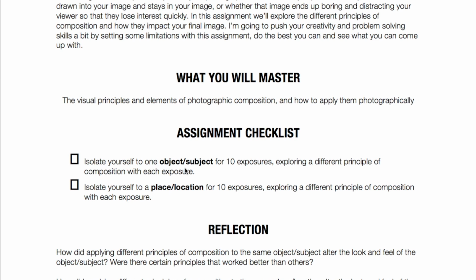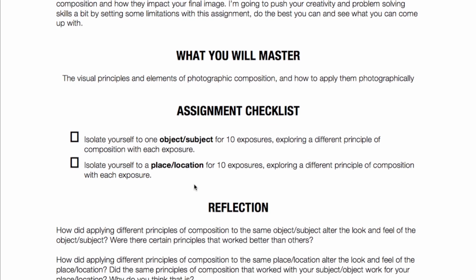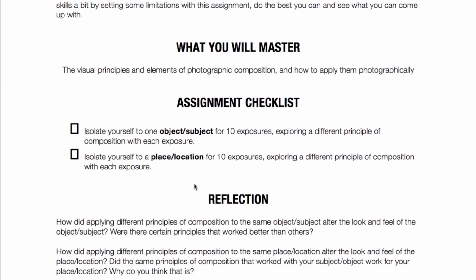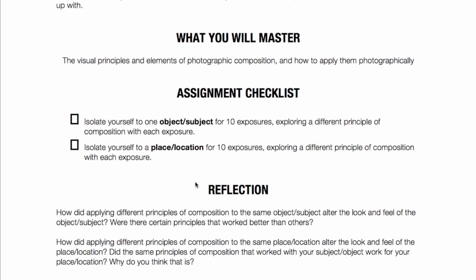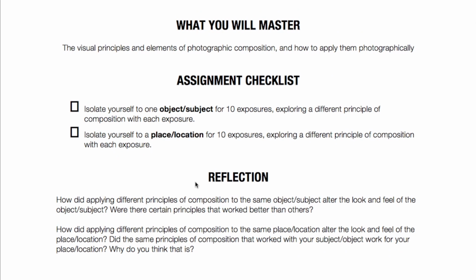All right, so here is the assignment checklist. Number 1, I want you to isolate yourself to one object or subject for 10 exposures. And what I want you to do is to explore a different principle of composition with each exposure. Now, you're welcome to do more if you'd like. You can shoot 20 if you want, but I want you to take that one object and try to explore that whole range of composition principles.